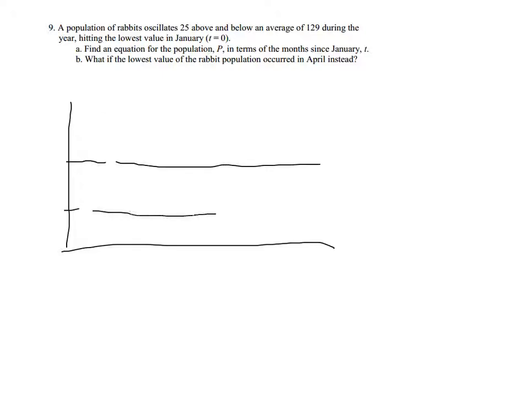Okay, so now we got some bunnies, and this is not a Ferris wheel, so we don't have to worry about that. But we know it has an average population. There's a low in the year and there's a high in the year. And we know that it takes a full year to make a cycle. So 1, 2, 3, 4. That's December. That's June.